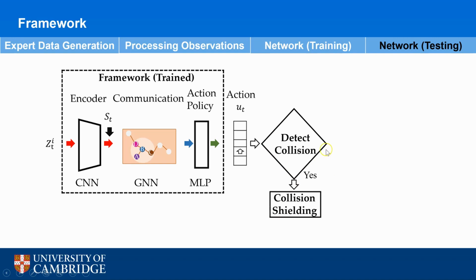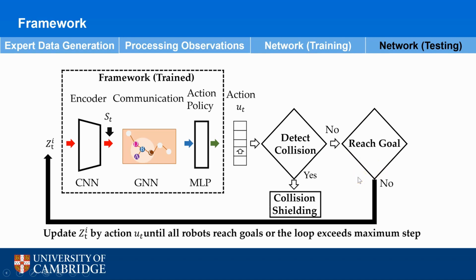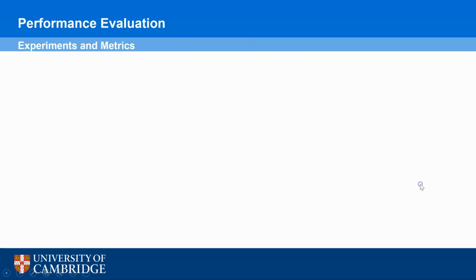If the predicted action doesn't cause a collision, the robot will take the predicted action and check whether it has reached its destination by then. If not, the robot will update its state and input tensor and go through the loop again, until all reach their goal or the loop exceeds the maximum step. Once the loop finishes or breaks, we can record whether it is a success and the flow time of the predicted path. To evaluate the performance of our method, we perform two sets of experiments.